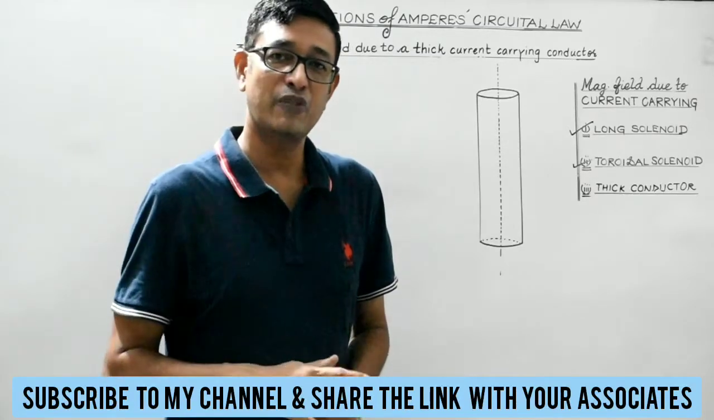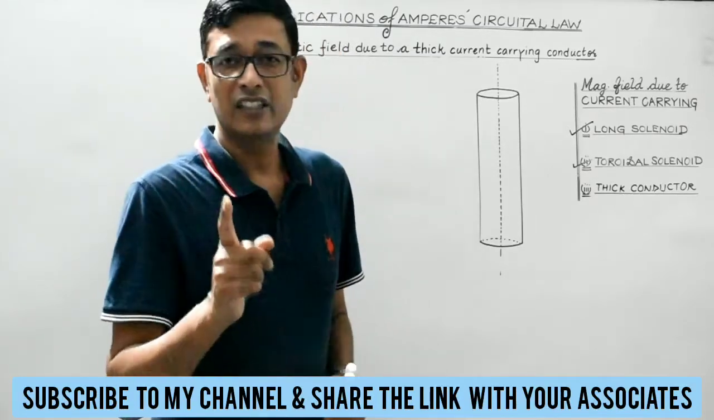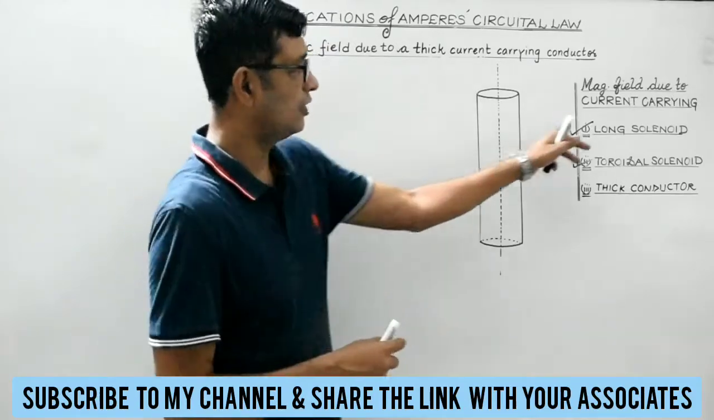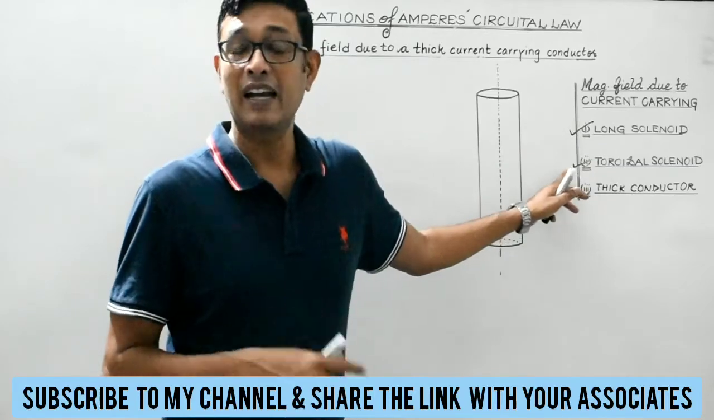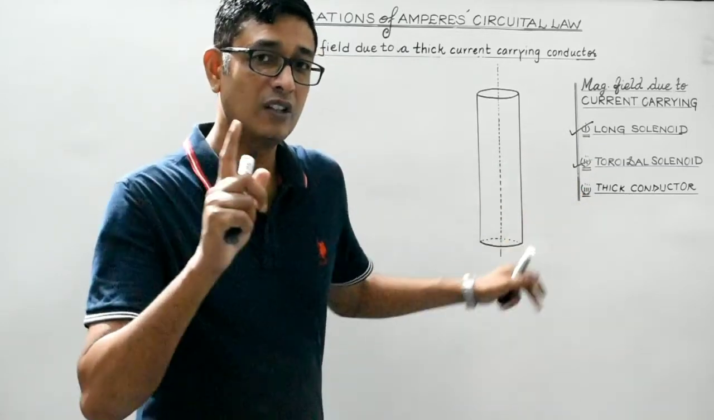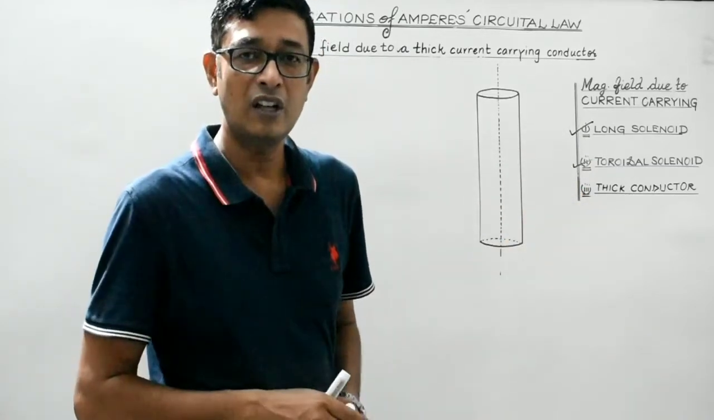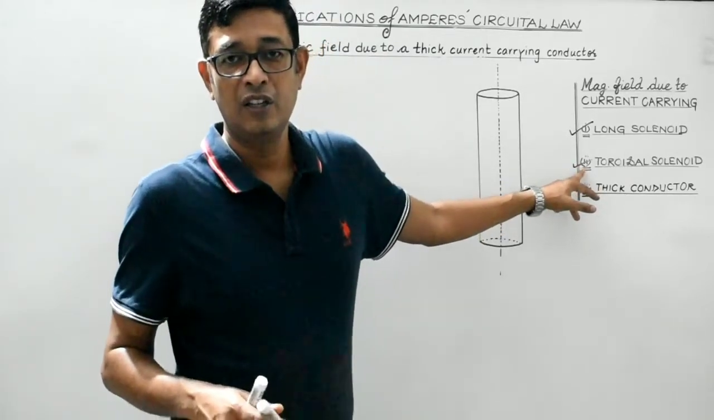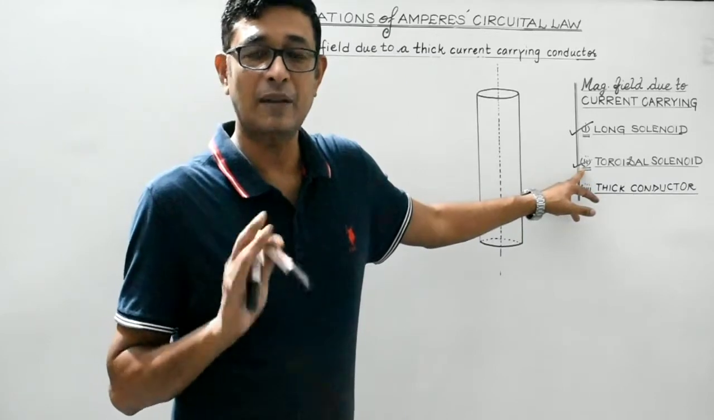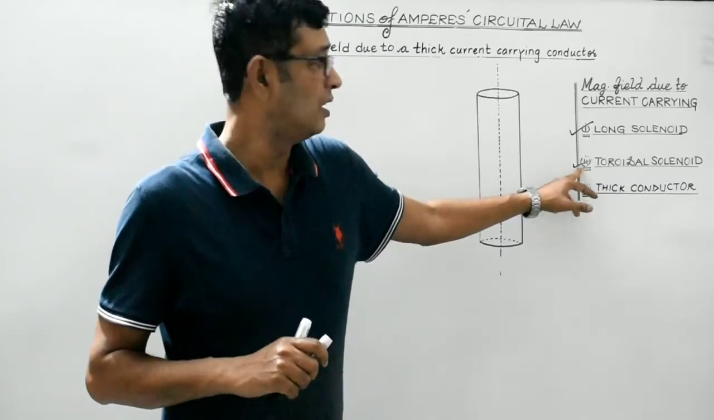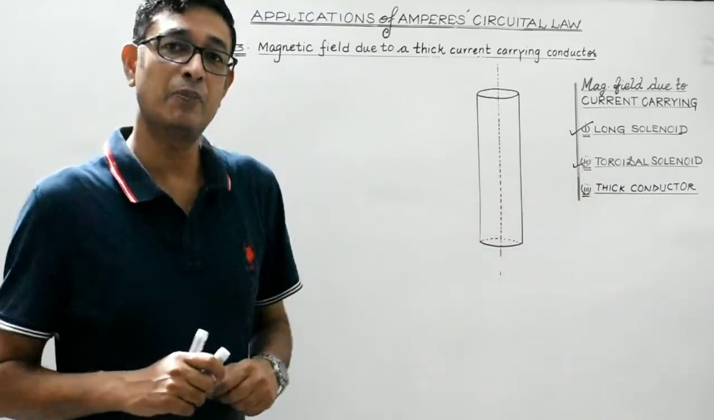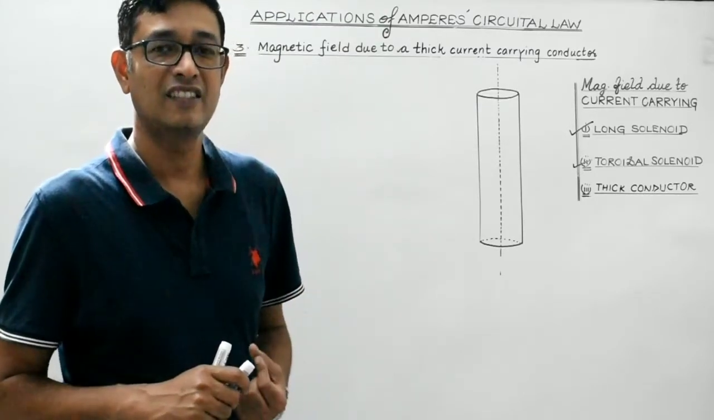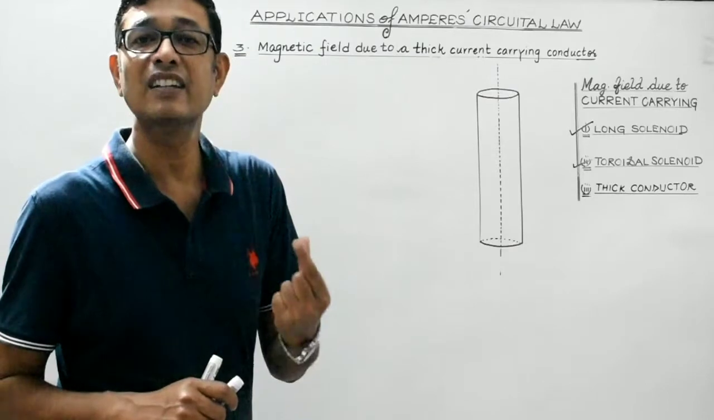In the previous session, we discussed the applications of Ampere circuit law. We have completed the first two applications: the magnetic field at a point due to a long straight current carrying solenoid, as well as the magnetic field due to a current carrying toroidal solenoid. Today, the third and the last application of Ampere circuit law is to determine the magnetic field at a point due to a thick current carrying conductor.